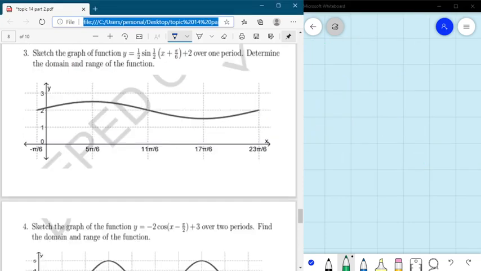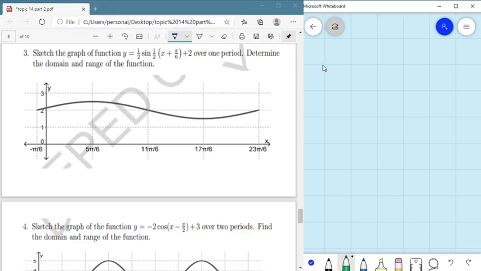In number 3, we are going to sketch the graph of the function y equals 1/2 sine of (x over 6), plus 2, over one period. Determine the domain and the range of the function.